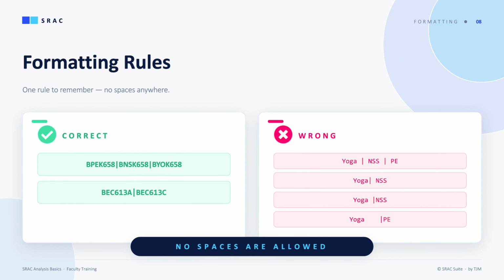Now, a very important formatting rule. When you use the pipe symbol, you must not put any spaces around it. For example, yoga pipe NSS pipe P is correct. But yoga space pipe space NSS is wrong. Even a single space will break SRAC. So please, no spaces anywhere near the pipe symbol.